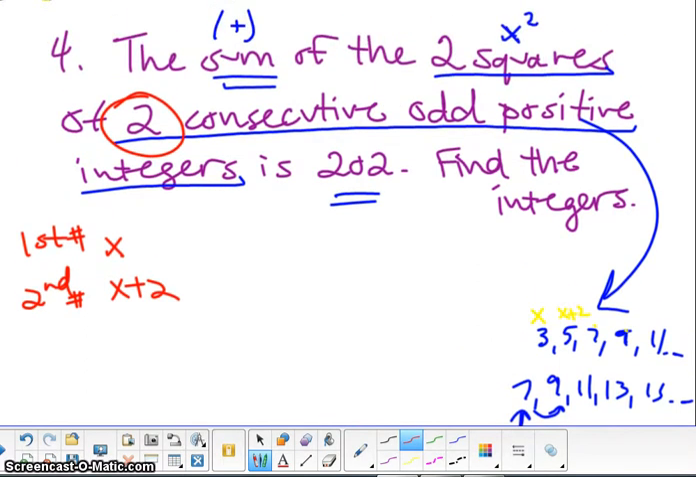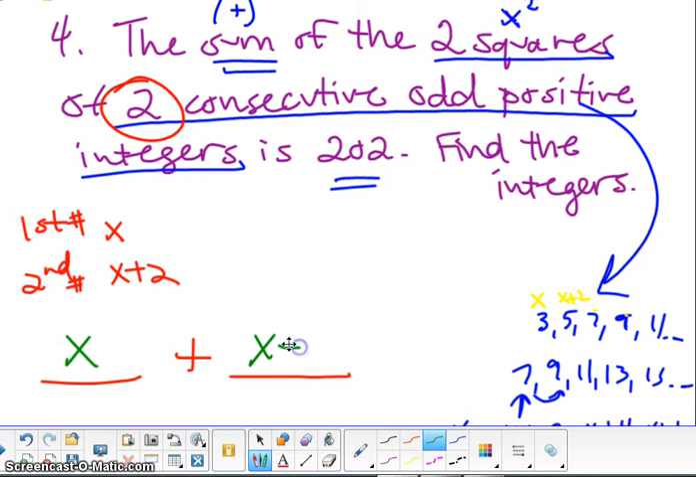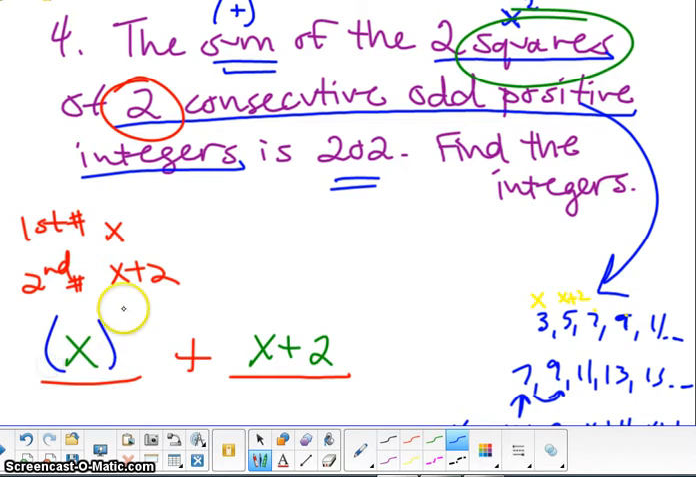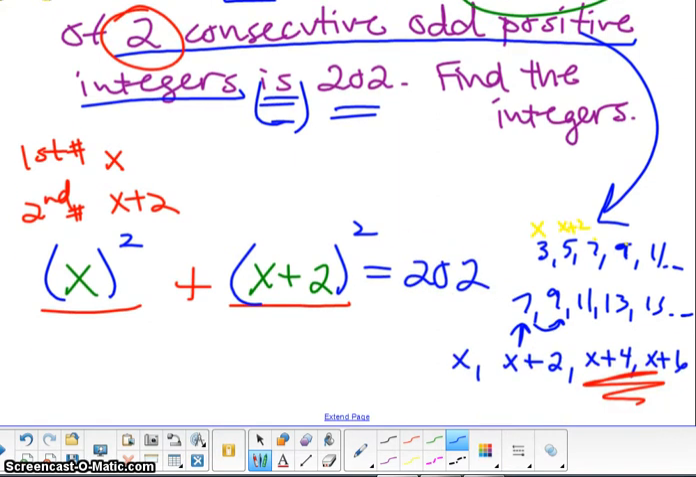So now let's go back to the keyword. It says the sum of 2 squares, and those squares have to be 2 consecutive odd positive integers. So I'm going to put x here and x plus 2 here. And it has to be the squares of them. So another added part to this is they both have to be squared. Is means equal, and 202 would be the rest of your equation. So that's what the setup looks like.